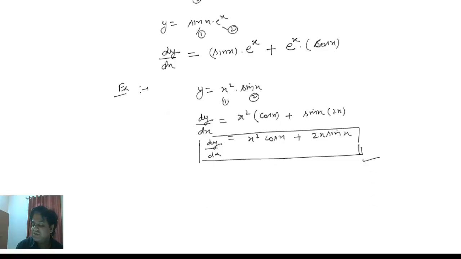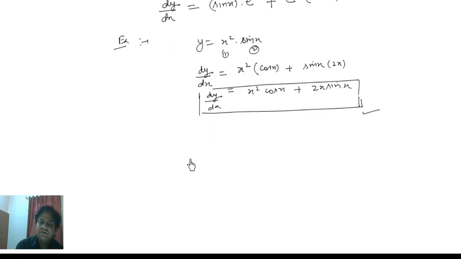So this way you can differentiate any complex function which is a product of two different subfunctions of x. Right, let's see some more examples.